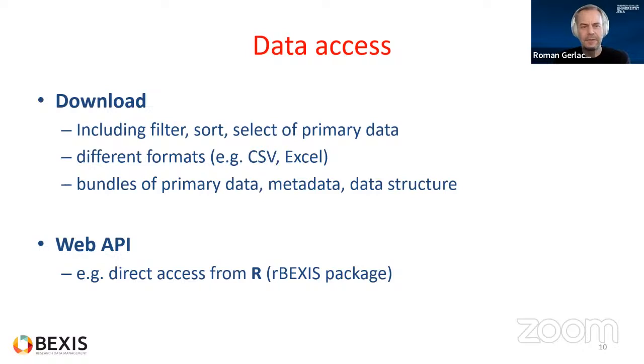But since this works only on individual data sets, many people would like to have some sort of programmatic access to the platform. So you can access BEXIS2 through the API. And then we also provide an R package that you can install, and then you can directly link or directly access the data from R to the platform and pull that data from BEXIS2 into R without much hassle. It's just a few commands.